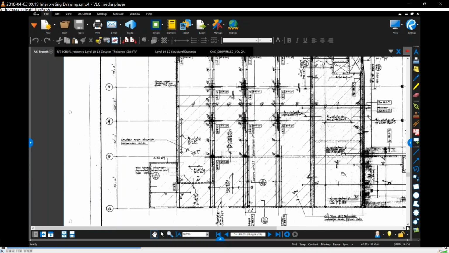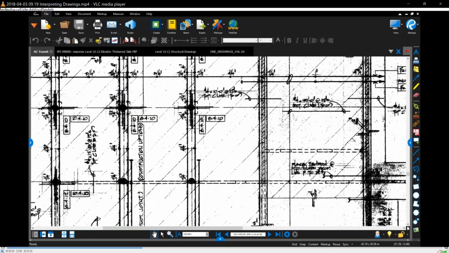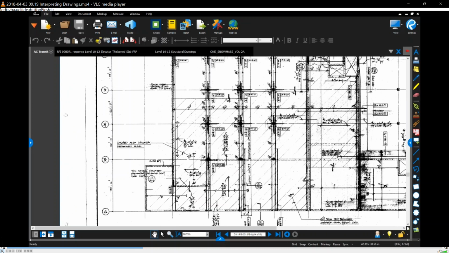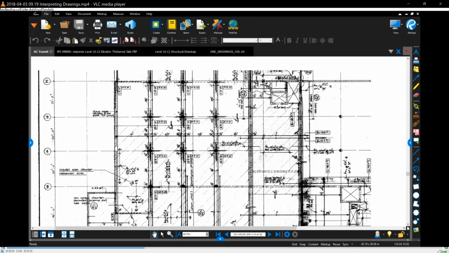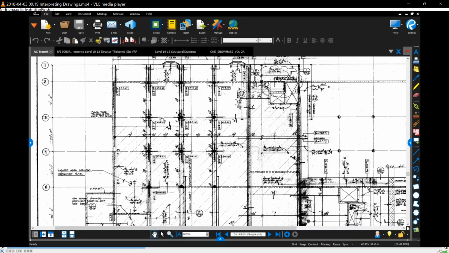And then there should be that symbol over here as well, and over here. And then basically it should go all the way around, wherever there's adjacent slabs. So that's what that means.